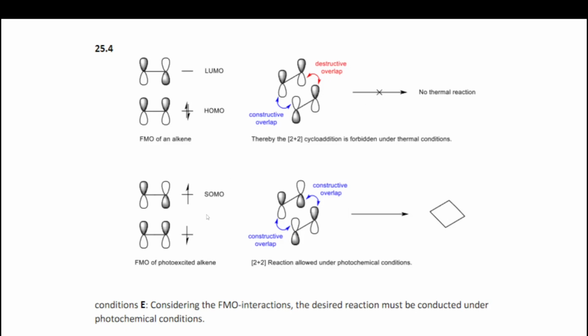But if we photochemically activate the molecule, then the HOMO will become antisymmetric, and the LUMO of the other reagent is also antisymmetric, and therefore we can make the cycle. And that's how we explain why photochemistry is needed here. With that, I will finish the presentation.